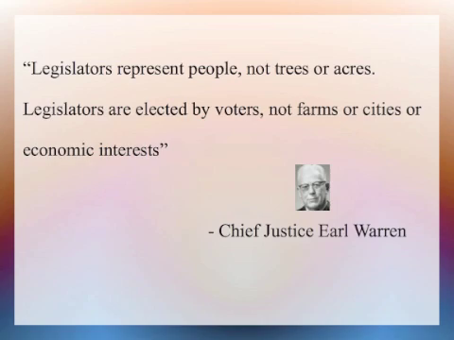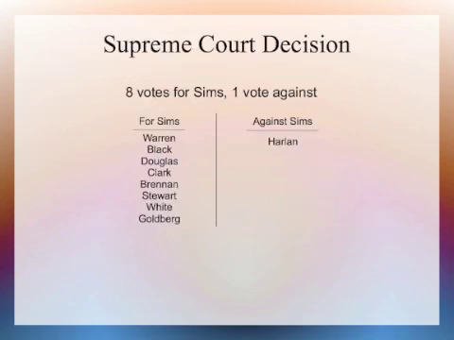In 1964, cities like Memphis, Chicago, New York, all of these places had been becoming heavily populated for quite some time now, but yet they don't have the proper representation in the legislature. After the Supreme Court justices had cast their votes, 8 votes were for Sims and 1 vote was against.